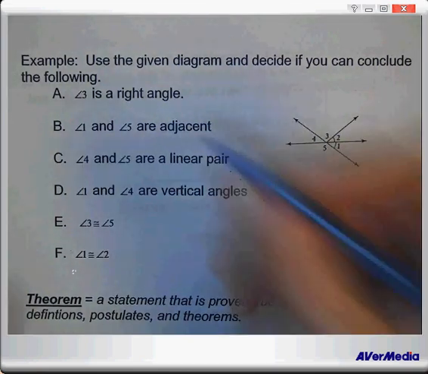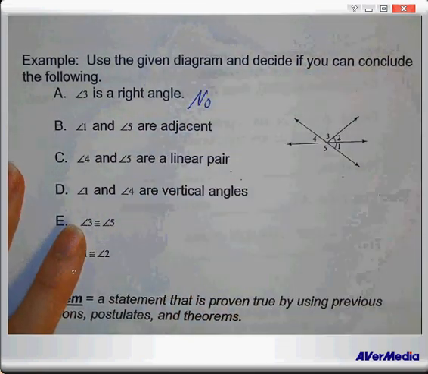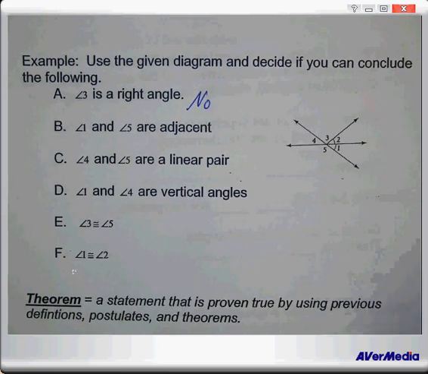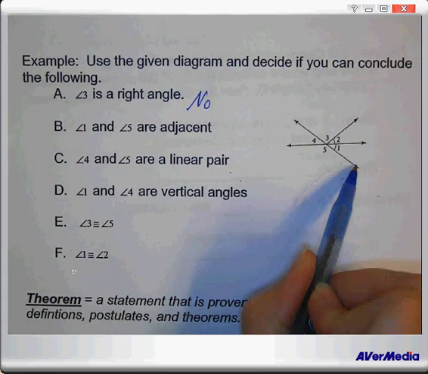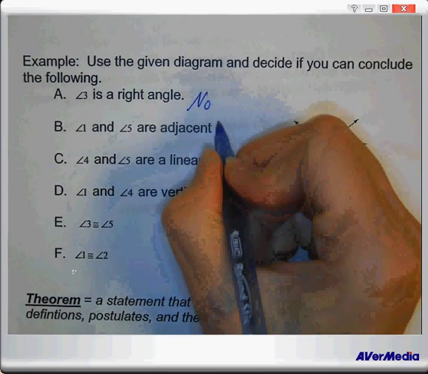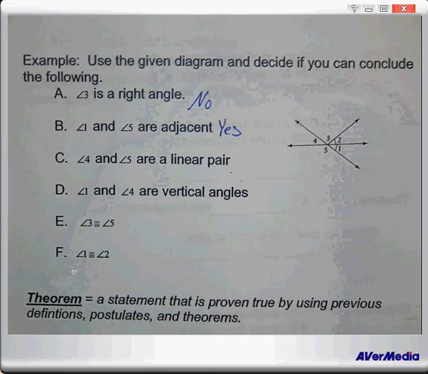Angle 4 and angle 5 are a linear pair. Linear pairs are easy. Are they two angles formed from the same line? If I cover up the rest here, do I have a ray coming off the line, and do I have two adjacent angles? Yes. Are they forming a line? Yes. So they're linear. You can always assume that.